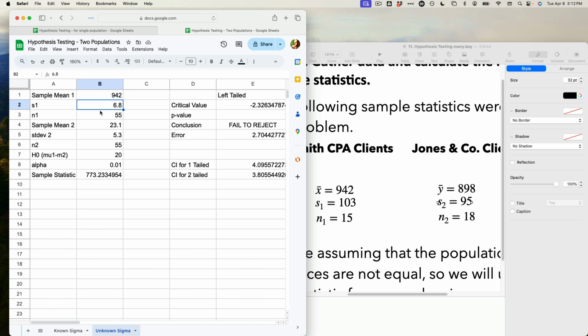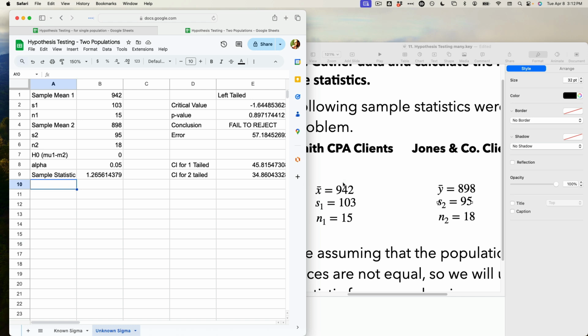Okay. S1 is $103, and N1 is 15. Sample mean 2 is $898, and S2 is $95, and N2 is 18. Now my null hypothesis is that there's no difference between the two, and we were at the 5% significance level, so 0.05. Now this is going to change here. All the numbers are going to change as well, but let's just fix this for a second.